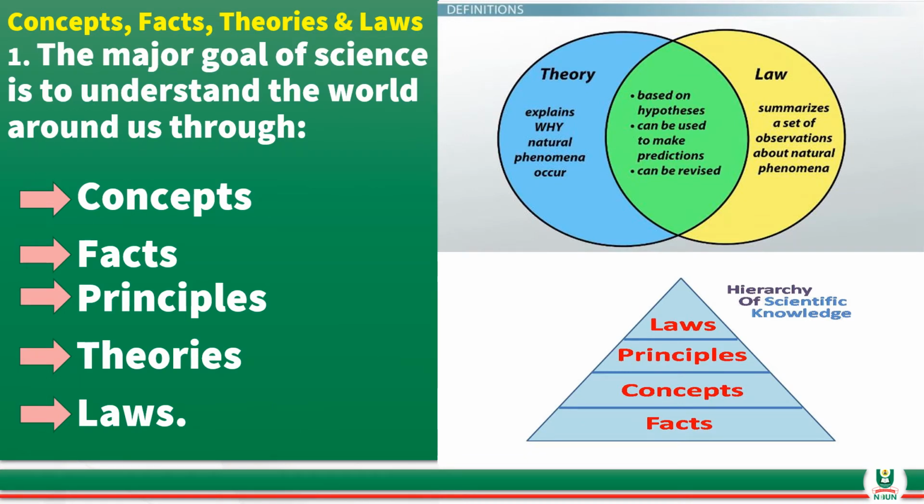Now, in explaining nature of science, we have what we call concepts, facts, theories, and laws. You should not forget, the major goal of science is to understand the world around us. And in understanding the world around us, there are some very important constructs you must know. There is what we call concept. What does concept mean? There is scientific fact, scientific principles, scientific theories, scientific laws. These are the theoretical basis for what we do in science. Whatever scientists do, they must belong to one of these constructs. So I will give more explanation as we proceed.